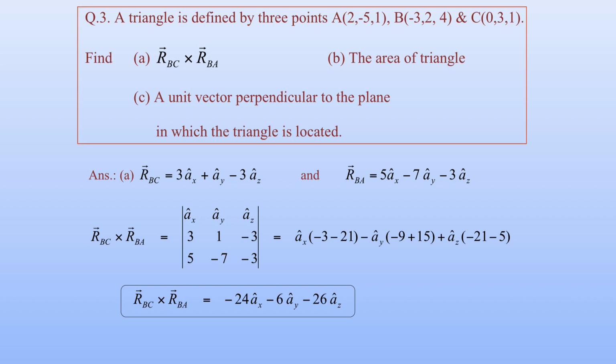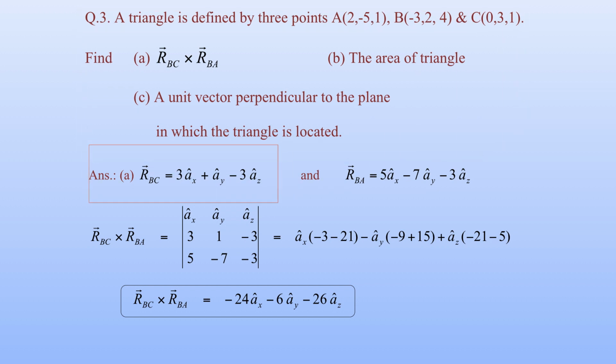So let us review the question. The question is about 3 points, point A, B and C. We have to find out, as the first part, the cross product of the vector joining points B and C, vector RBC, with RBA. Then the area of triangle ABC. Thirdly, a unit vector perpendicular to the plane in which the triangle is located.